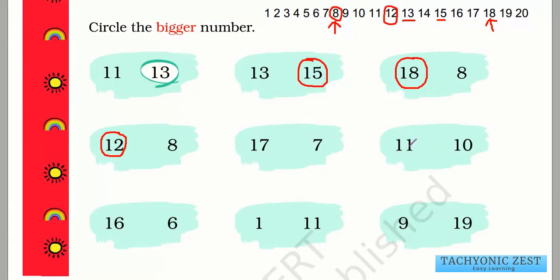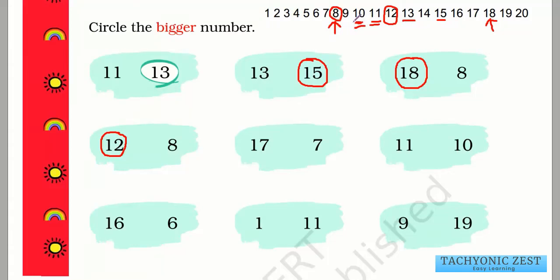Now next is 11 and 10. Let us see which one is bigger. Between 11 and 10, which one is bigger? We can see that 11 is here, and this is 10. Which one is bigger? The number that comes after is bigger.